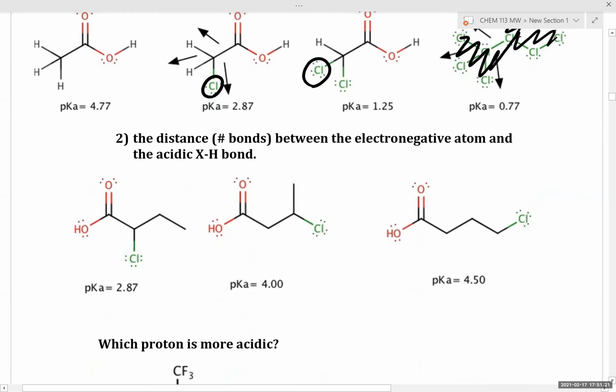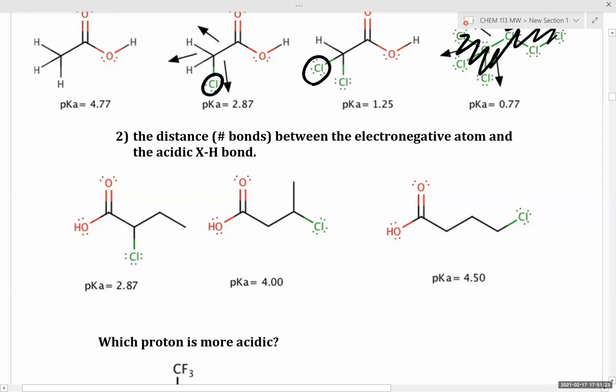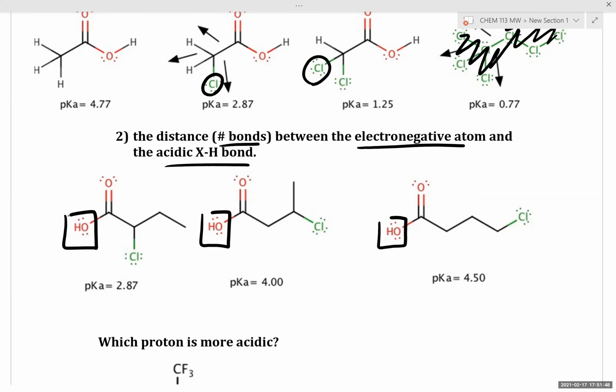Now, another thing to note about inductive effects is that they are distance dependent. Inductive effects depend heavily on the number of bonds separating your electronegative atom and the acidic XH bond. So as our withdrawing group gets farther and farther away from our acidic proton, the inductive effect on our proton's acidity decreases. So the farther your electron withdrawing group is from your acidic proton, the less acidic that proton will be. Does that idea make sense to everyone?